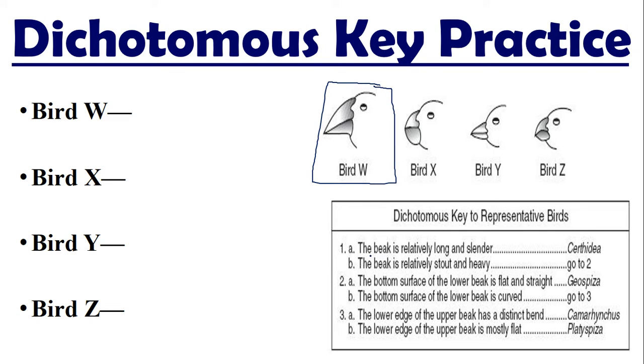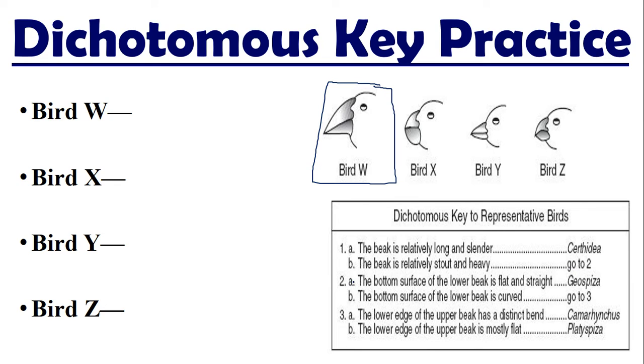Bird W. The first question pair is: the beak is relatively long and slender, or the beak is relatively stout and heavy. If we look at it, it's not slender and it's not long. It's big and it's bulky. That's what stout and heavy is. That means we're going to go to question pair number 2.